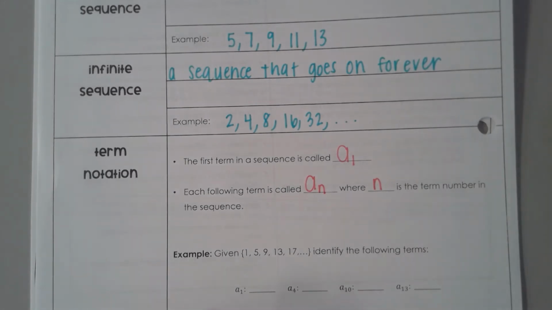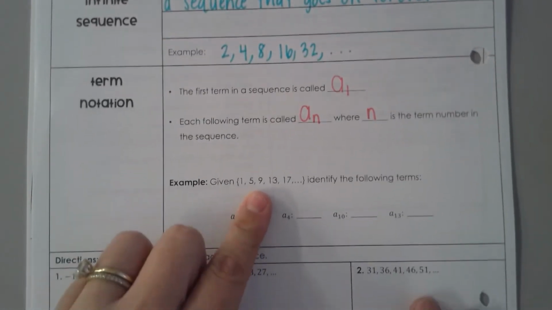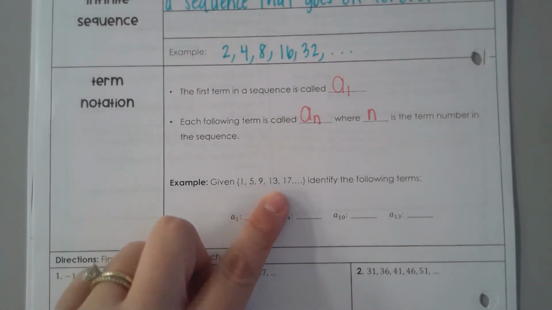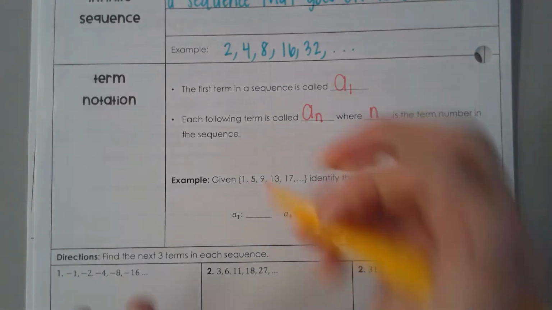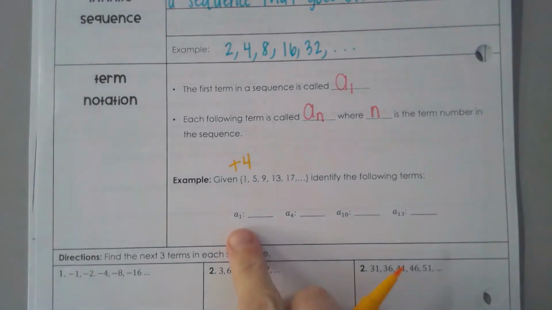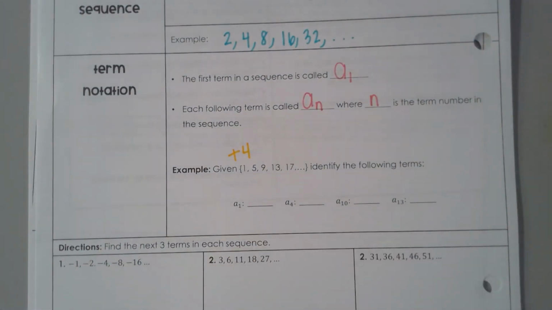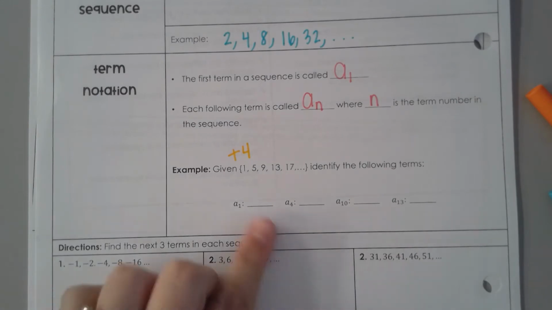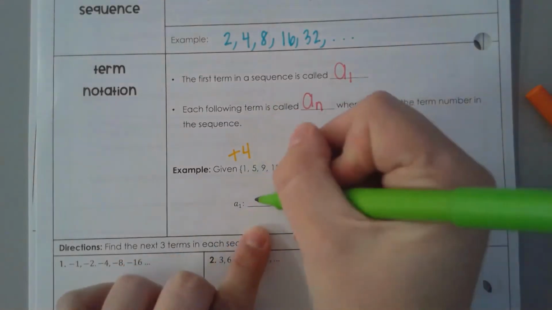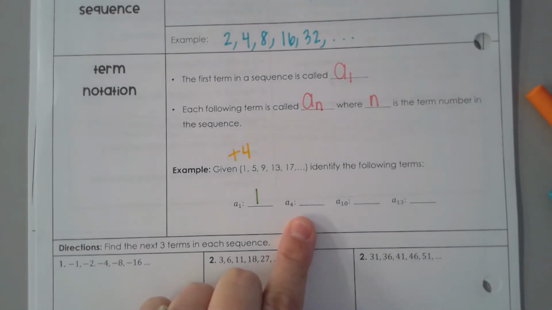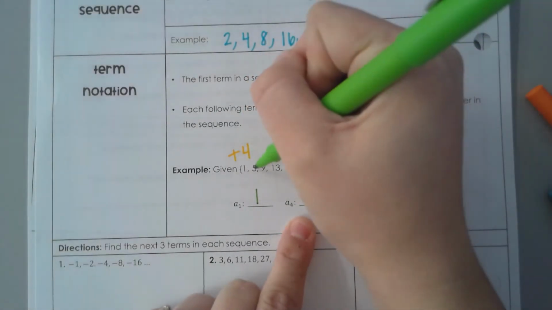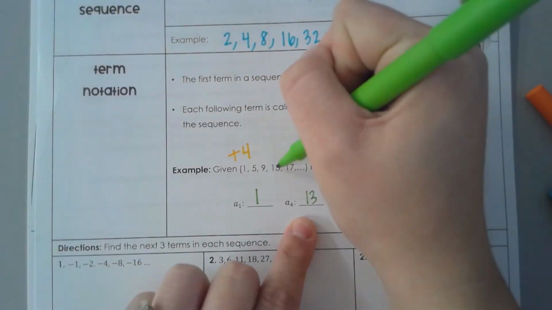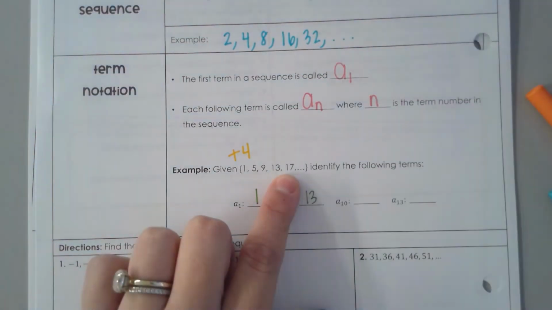Okay. So, let's look at this example right here. 1, 5, 9, 13, 17. What's happening each time? It's adding 4 each time. Yep. So it's plus 4. I want to know what A1 is. What is my first term? 1. Good. What about A4? 13. This is term 1, term 2, 3, 4, 5. That dot dot dot means it goes on forever.